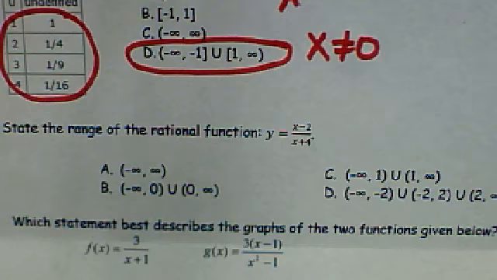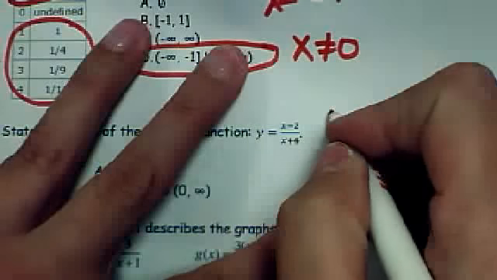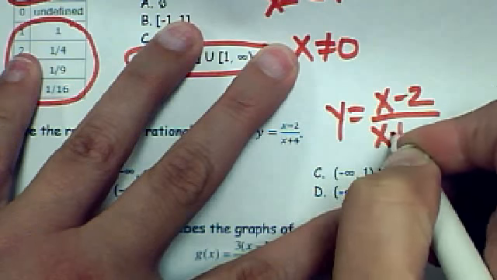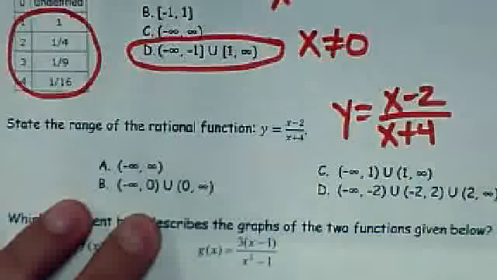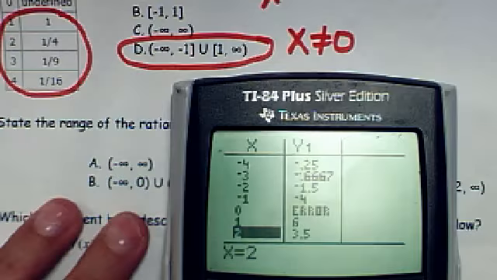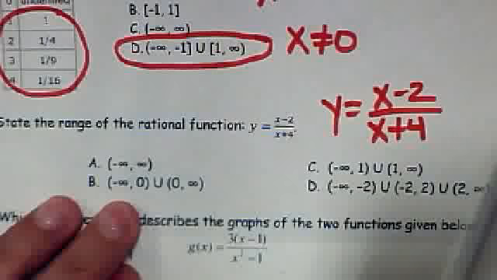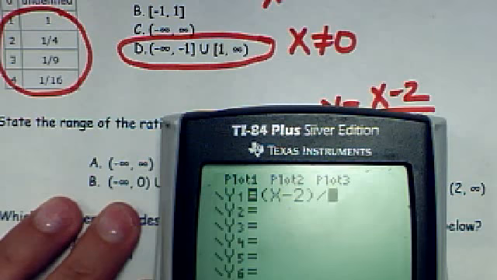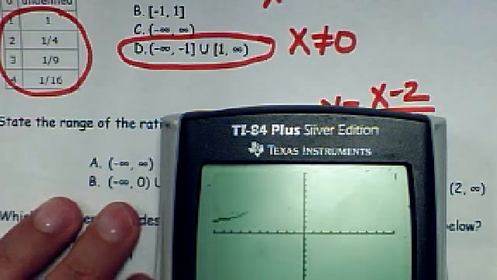Number 3, you need to state the range of the function, and the function is y equals x minus 2 over x plus 4. So again, I'm going to use my calculator to help us. I'm going to go to y equals, and I'm going to type in x minus 2, but I have to put that in parentheses, divided by x plus 4. And I'm going to look at my graph.